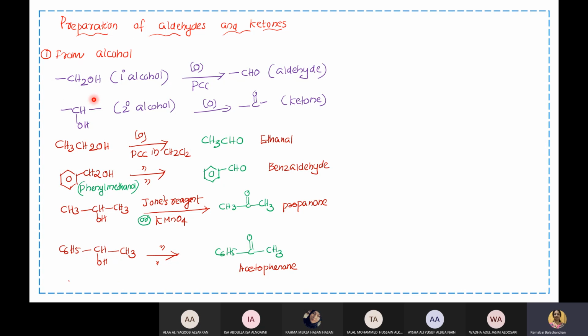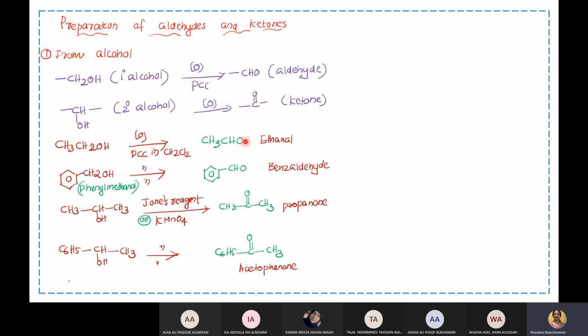So that is primary alcohol, CH2OH. If you use a weak oxidizing agent like PCC, you get aldehyde. Secondary alcohol, you get ketone. If you use a strong oxidizing agent for primary alcohol, do you remember which product you get? If you use a strong oxidizing agent, suppose Jones reagent, you will get an acid. If you use PCC, you get an aldehyde. That's the only difference.